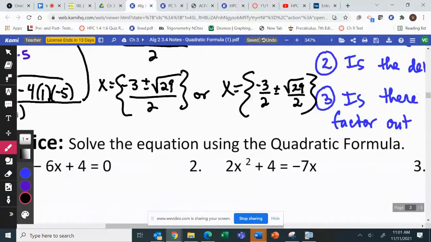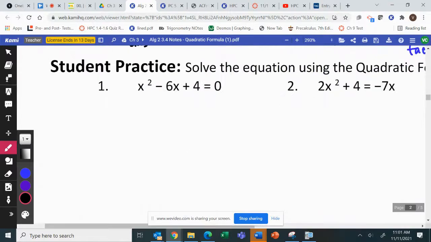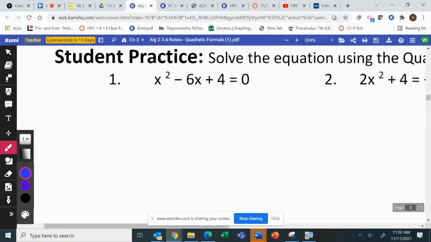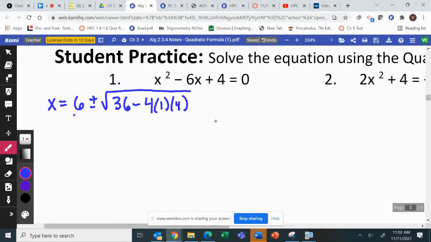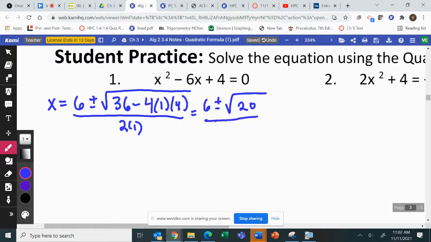So let's do some of these. Number 1, does it equal 0? Yes. Okay, so we're going to do our quadratic formula. X equals, what's the opposite of b? Positive 6 plus or minus square root. What is b squared? 36 minus 4ac all over 2a. Okay, so now simplify. So I need to do 36 minus, what's 4 times 1 times 4? 36 minus 16, what is that answer? 20 over 2.